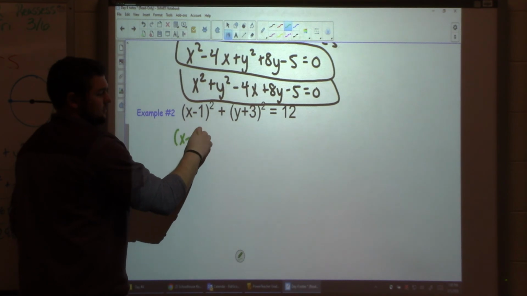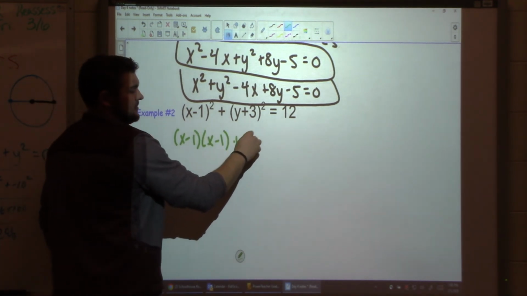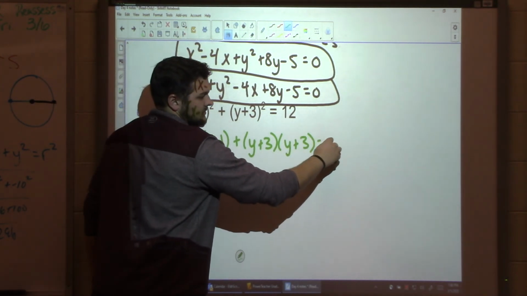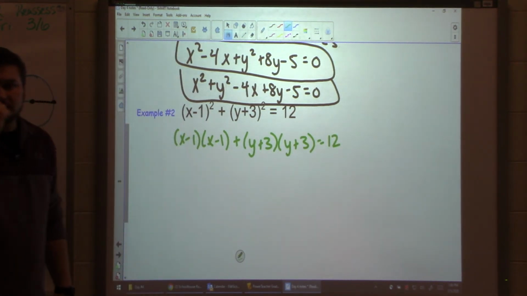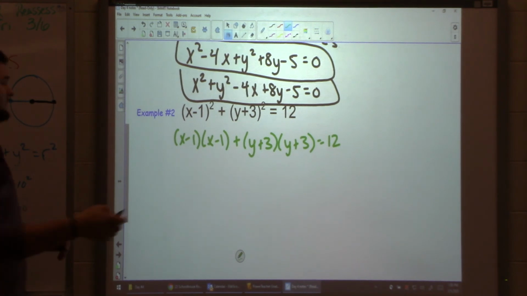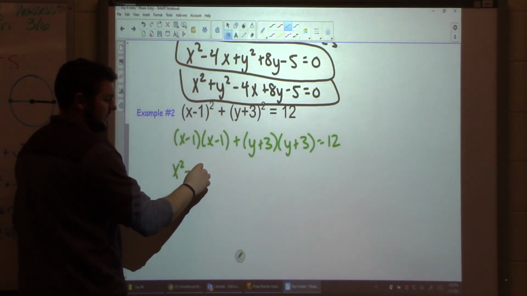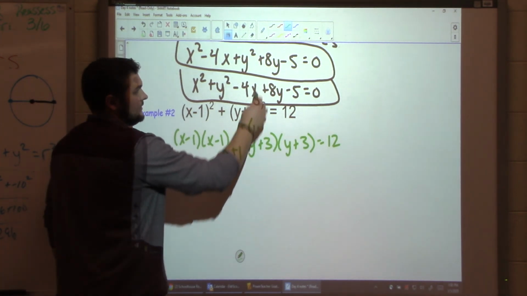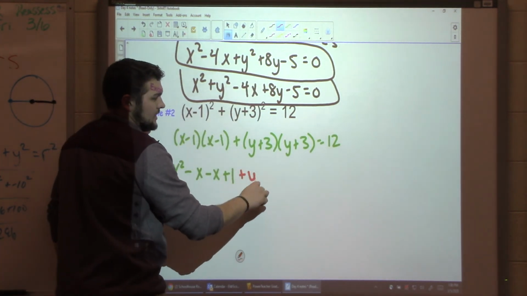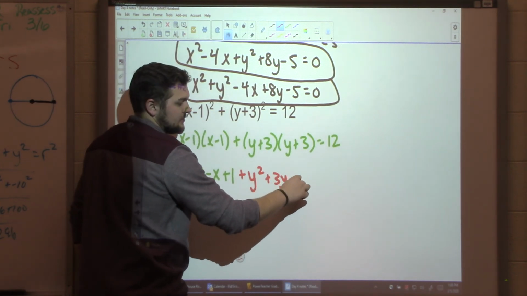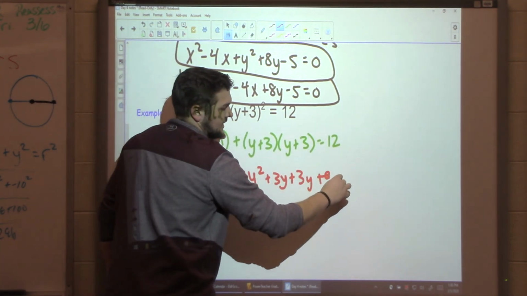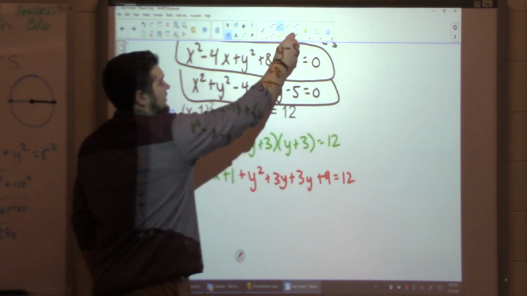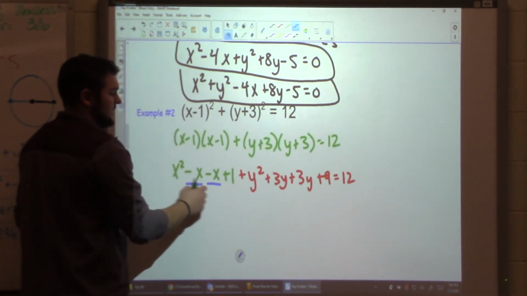So you get x minus 1 times x minus 1 plus y plus 3 times y plus 3 equals 12. Right, so FOIL it out. x squared minus x plus 1 plus y squared plus 3y plus 9 equals 12. Same thing. Combine your like terms.